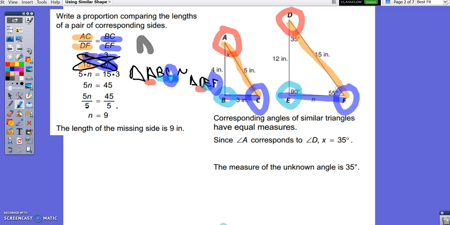Since angle A corresponds to angle D, which is 35 degrees, angle A will also be 35 degrees. So the measure of the unknown angle is 35 degrees. So we use the information of knowing that the two shapes are similar. We find the corresponding sides to solve for a missing side, and we find the corresponding angles to solve for the value of the missing angle.